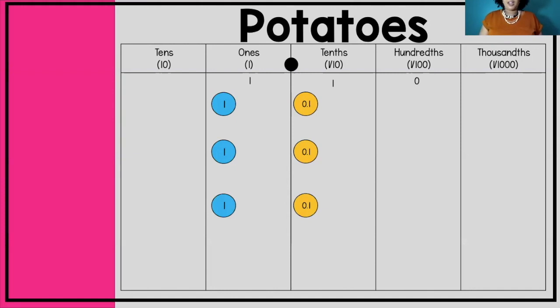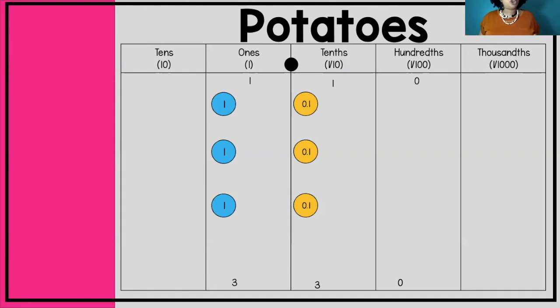I can look in my hundredths place and see that I have 0 hundredths, I have 3 tenths, and I have 3 ones. So the total cost for 3 pounds of potatoes is $3.30.